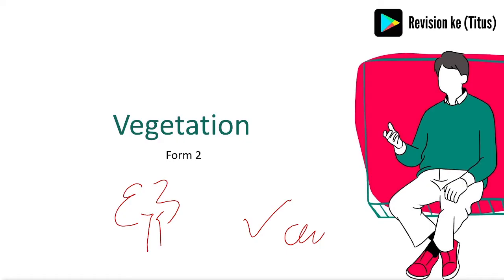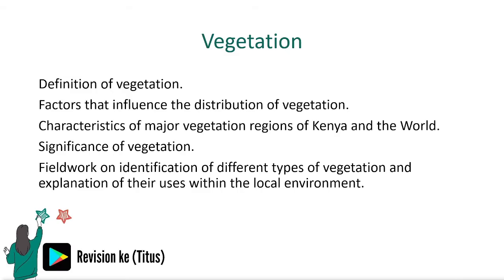So this is our topic today, vegetation, and we are going to define what vegetation is, discuss the factors that influence the distribution of vegetation, identify and describe the characteristics of major vegetation regions of Kenya and the world. We are going to discuss the significance of vegetation and finally identify different types of vegetation and explain the uses within the local environment. That was the importance of our topic, fieldwork.